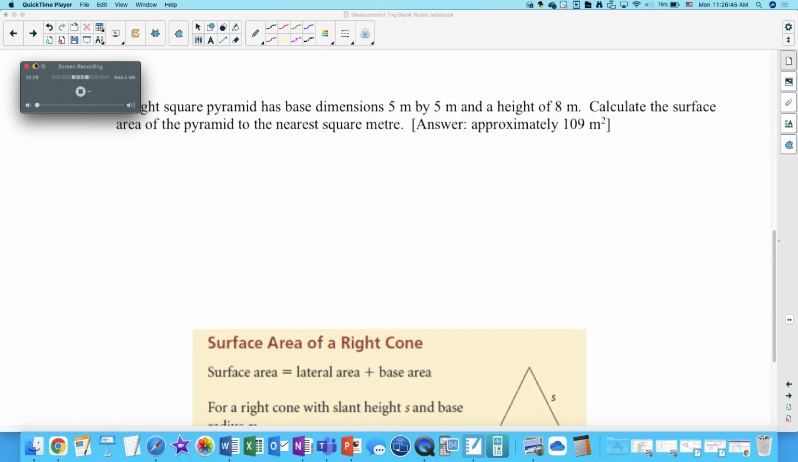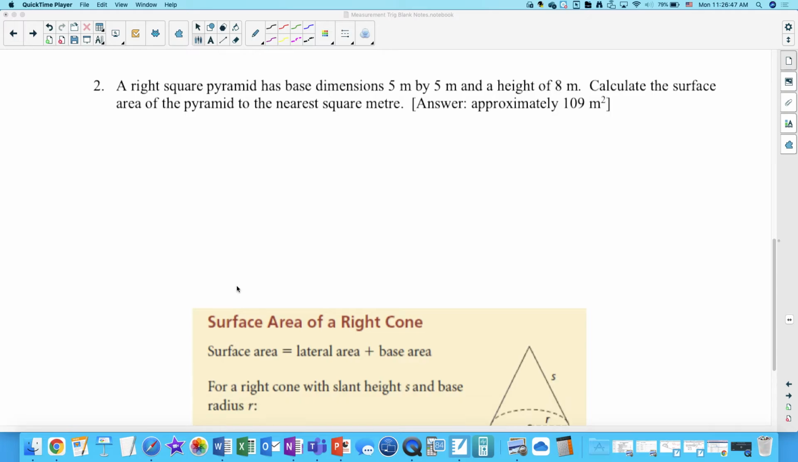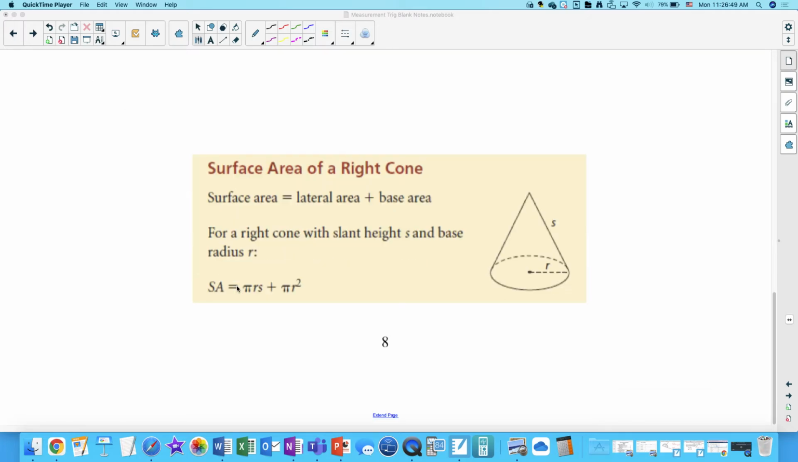All right, so we're going to talk now about cones. And I got to tell you that for cones and spheres, the proof for some of these formulas is a little bit involved. Some of them are more involved than others.